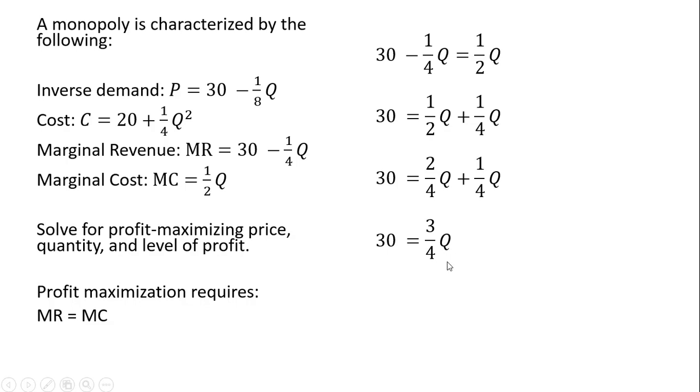Now just solving for Q, I'm going to multiply both sides of the equation through by 4 divided by 3. So multiplying everything through by 4 divided by 3, and then 4 times 30 is 120. Dividing that by 3, the profit maximizing output is 40. The monopolist will produce 40 units of output.